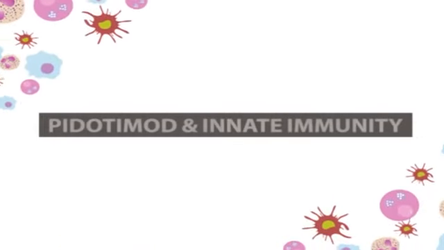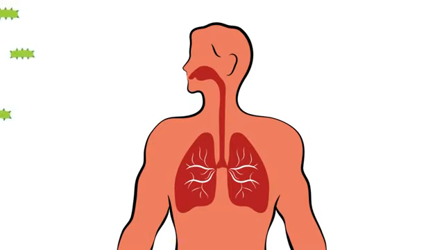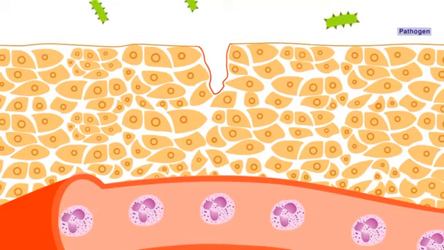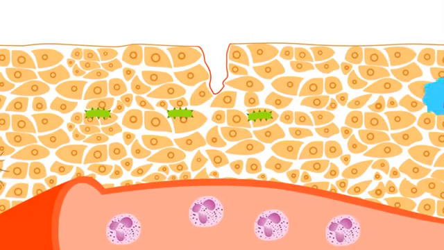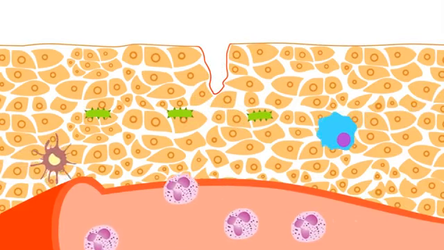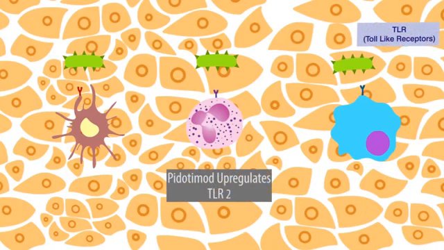Let's see how pidotimod affects our innate immunity responses. Pathogens usually enter our bodies through various orifices. They can also enter through wounds that breach the skin barrier. Macrophages, neutrophils, and dendritic cells play a very important role in our innate immunity system. They recognize the pathogen as an antigen through PAMPs and bind to them with the help of toll-like receptors, or TLRs. Pidotimod upregulates the expression of TLR2 on innate immunity cells.